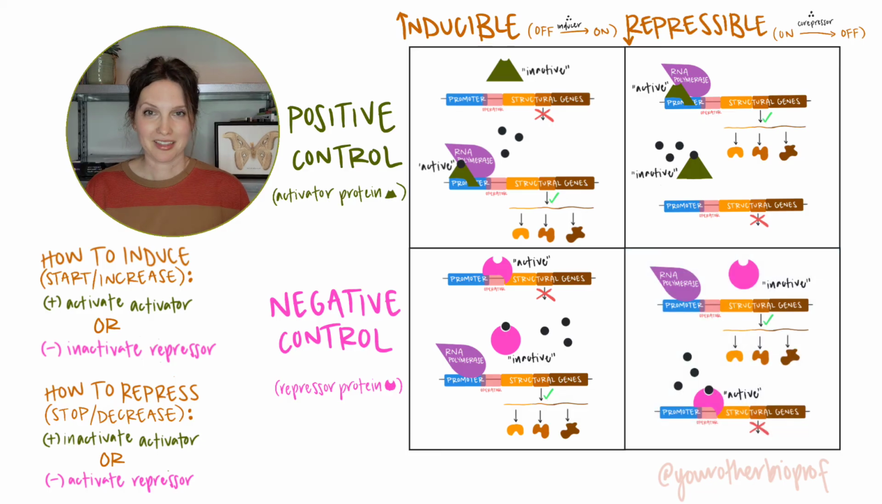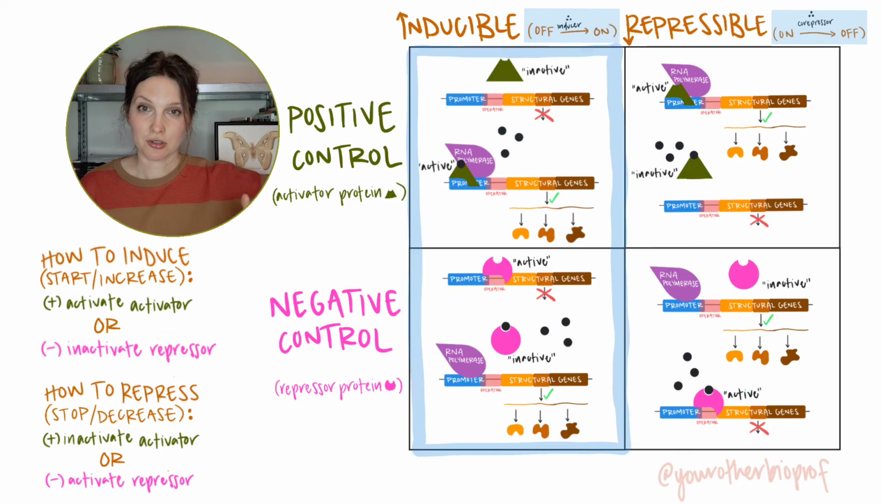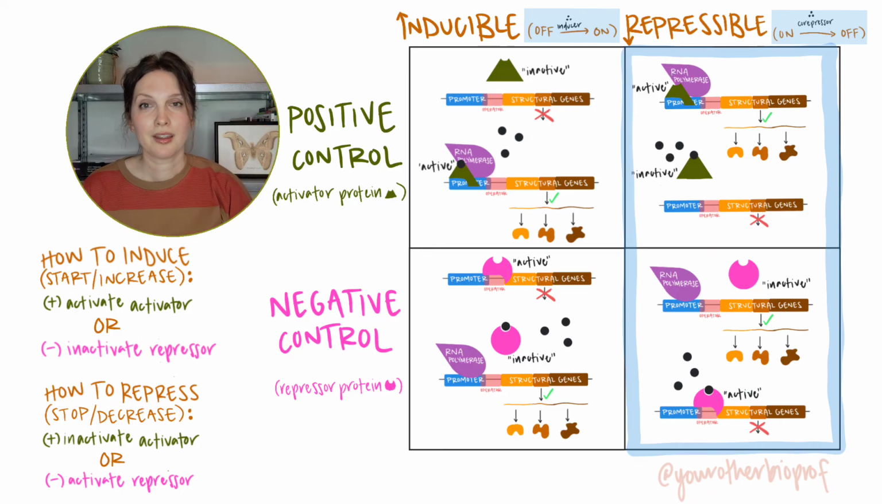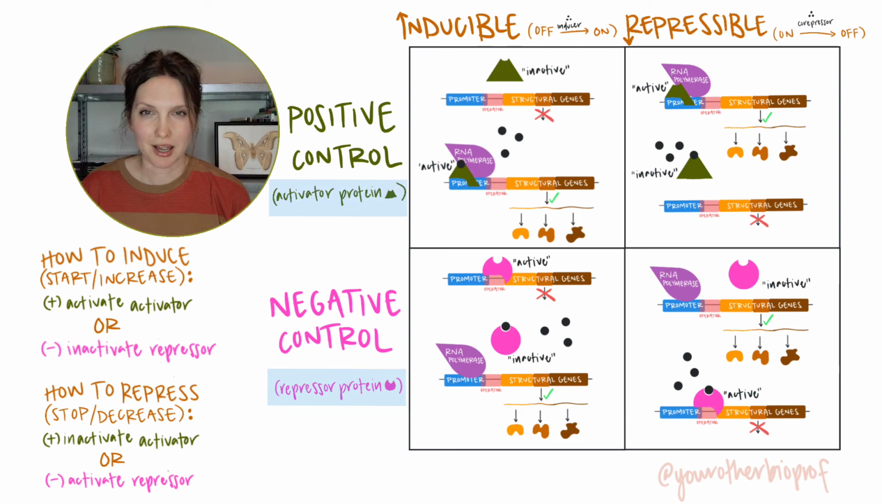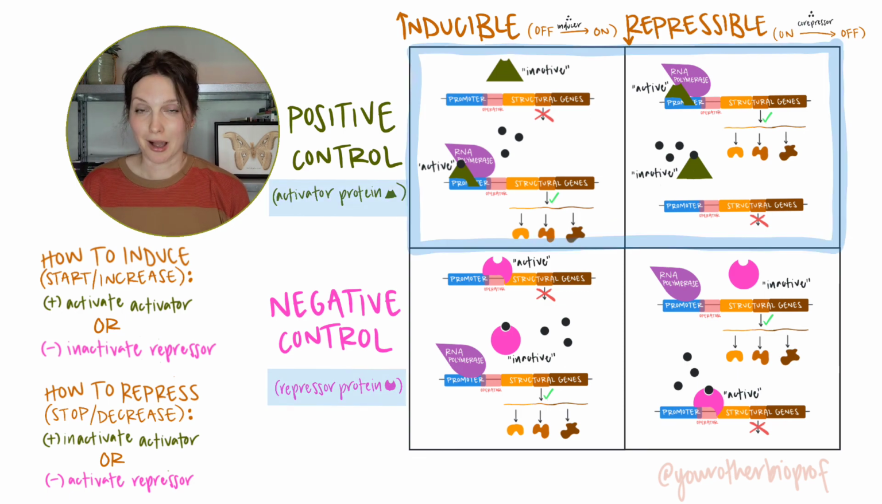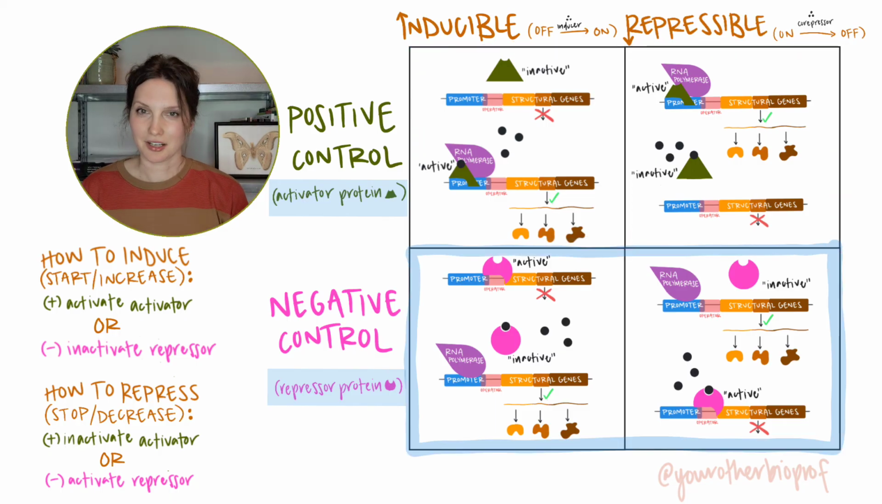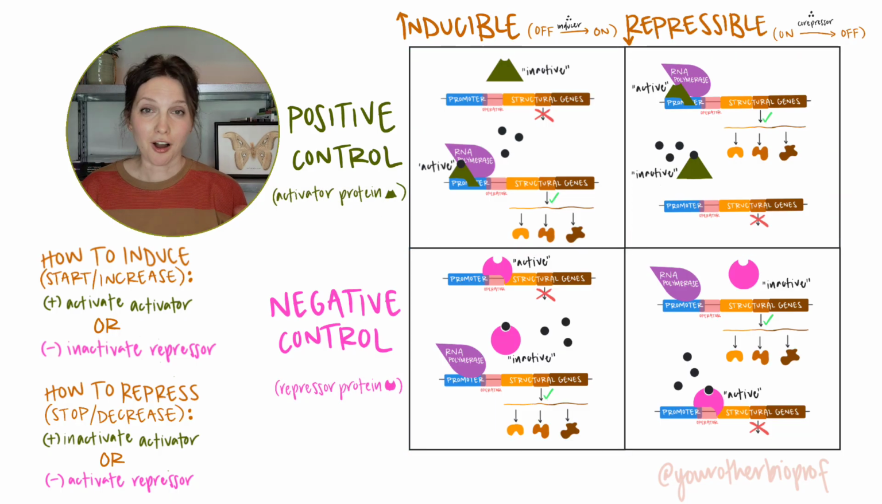If you get overwhelmed, break the categories down. Inducible and repressible are going to tell you what happens when an effector molecule gets added. Is transcription going to go from off to on, inducible, or on to off, repressible? And positive and negative tell you how. What type of protein do you have? Do you have a protein that is helping transcription, positive control, or hindering it, negative control? And of course, drawing it out always helps if you can.